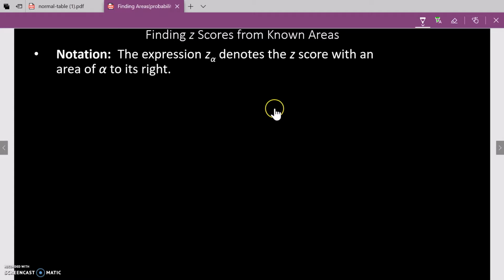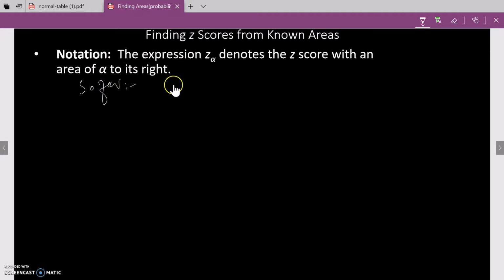Finding z-score from the known areas. So what we are doing now, we will find a z-score and we will be given the area or the probabilities. Before I start this, let's understand what we have been doing so far. Let's write that. So far what we have been doing.